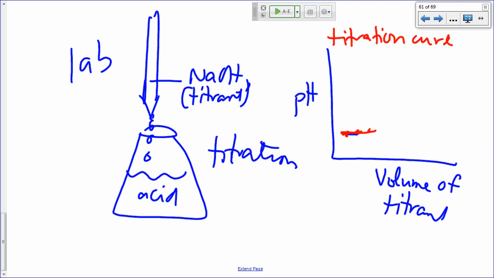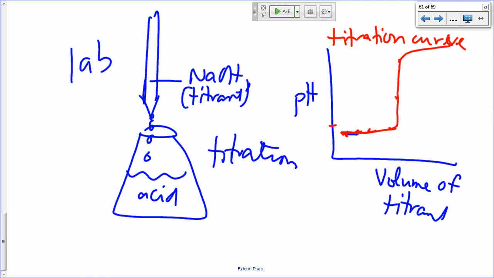What you'll find for a strong acid, strong base reaction is as soon as you get very close to the equivalence point, where you have equal concentrations of H plus and hydroxide, the pH is going to jump to 7. But a drop before that, like 0.05 mL before that, the pH is going to be low. It's something like 4. Okay? And then a drop after that, pH is going to be very high.